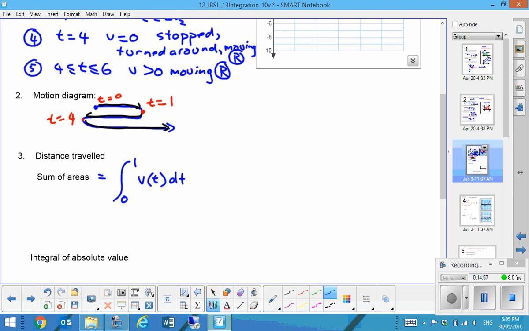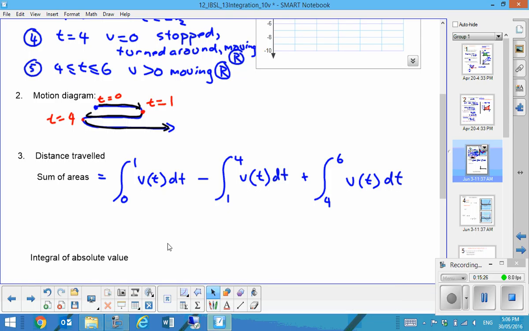And we're going to go minus the integral from 1 to 4, because in 1 to 4 it has a negative displacement, and we want to make that positive because we want to add up all the distance travelled. And then we add the last one from 4 to 6 of our velocity function dt. Alright, so that's what you could do to get all those different areas.